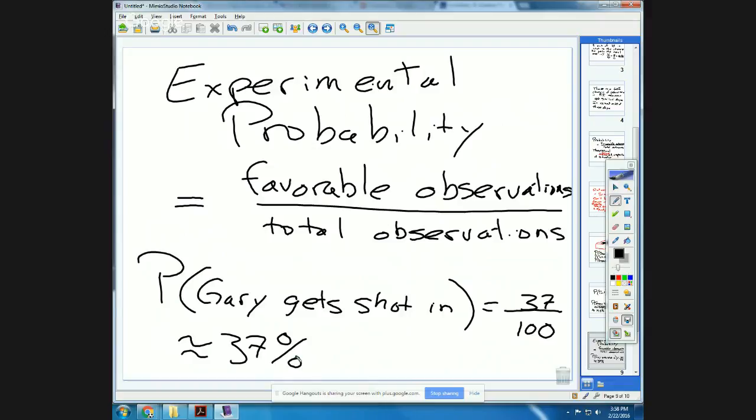So is that likely to change over time? Yeah, someday we'll have watched him do 1,000 shots. Maybe he'll get 370 in, maybe not. Maybe he does better, maybe he does worse.